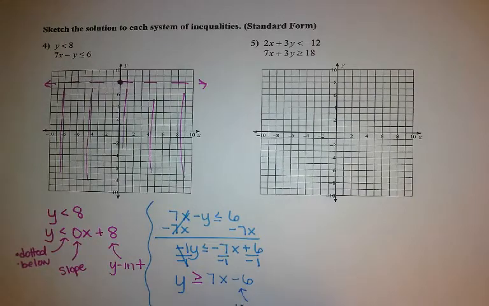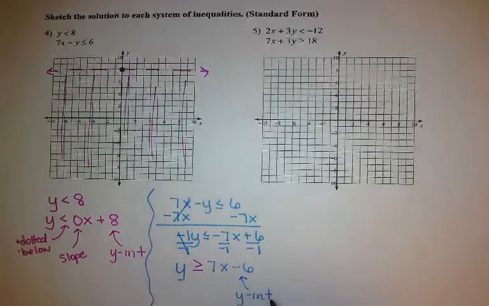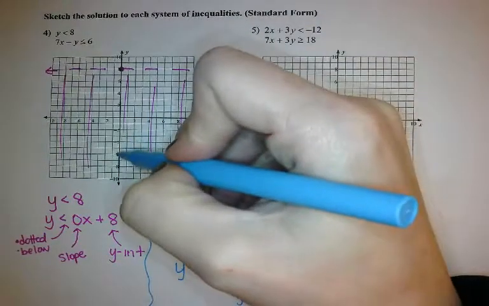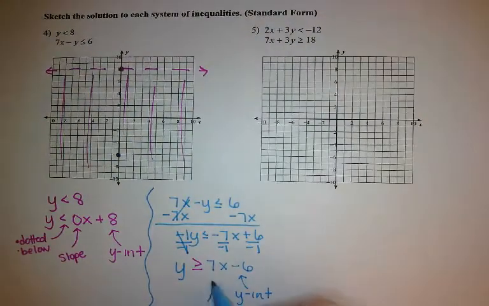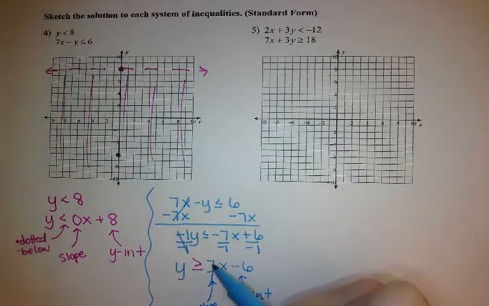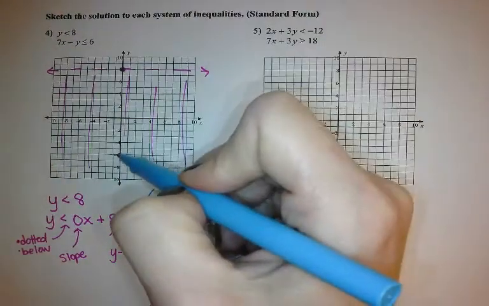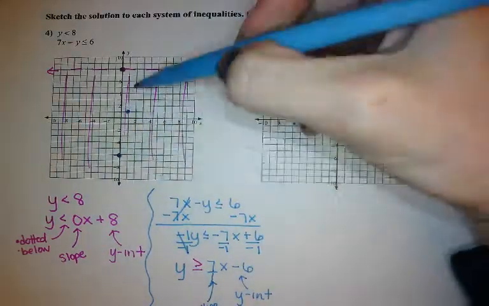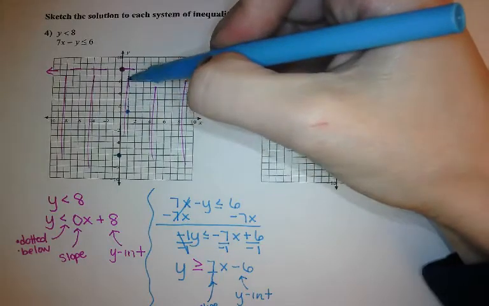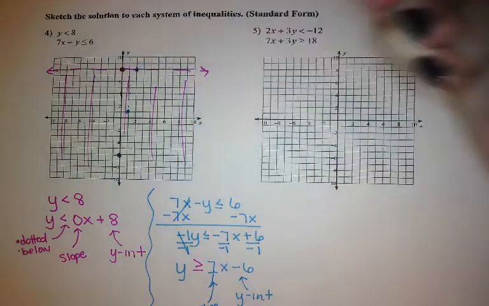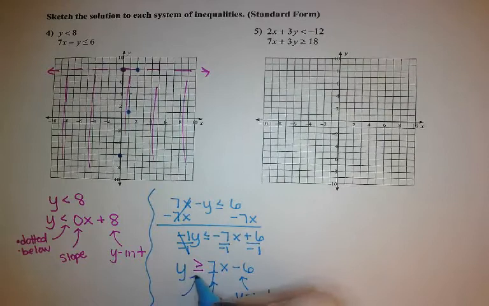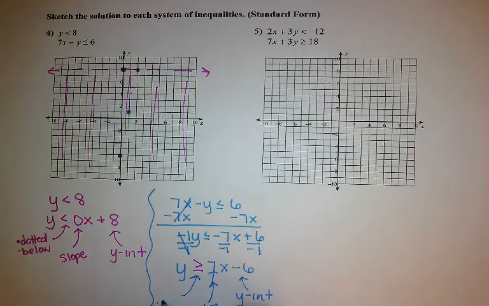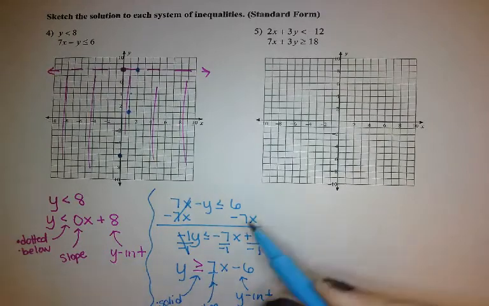And I'm going to plot my y-intercept at negative 6, and I'm going to do a slope, and I want it to be a fraction, so I'm going to put it over 1. So I'm going to rise 7, and I'm going to run 1. So I'm going to go up 1, 2, 3, 4, 5, 6, 7 over 1, and I'm going to do that again. Then I'm going to look at my inequality. It's got a solid line, so I have to draw a solid line, and it's a greater than, so I'm going to shade above.